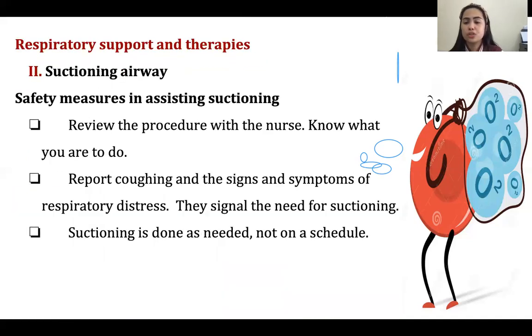So what are the measures or the nursing considerations we should be taking note of when we are using the suctioning technique? First, review the procedure with the nurse. Know what you are to do. Some agencies allow you to do suctioning, that's why I will teach you how to do suctioning. But some hospitals will not allow you because it's the nurse's job.